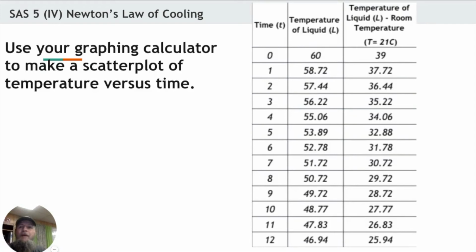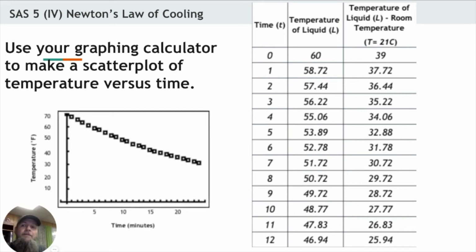Okay, we're going to use a graphing calculator to make a scatter plot of the temperature versus time. Now, I'm not going to pull my calculator up and do this. I'm just going to show you what it looks like. If this is time in minutes, and this is temperature over time, over the course of 20-some minutes, we can see that the temperature is moving in a curve, not a line. It looks nearly linear, but you can see a semblance of a curve to it.